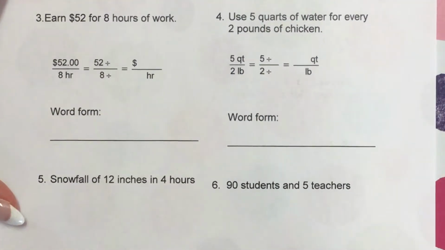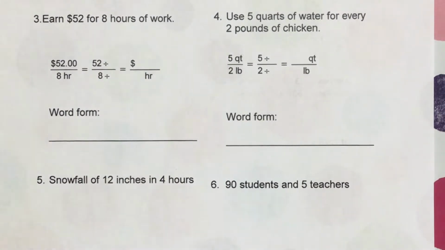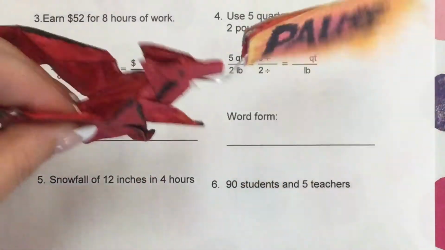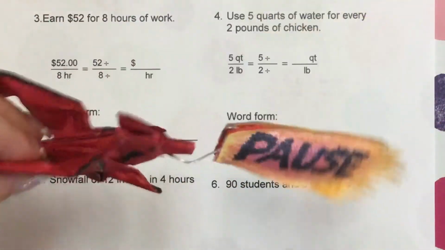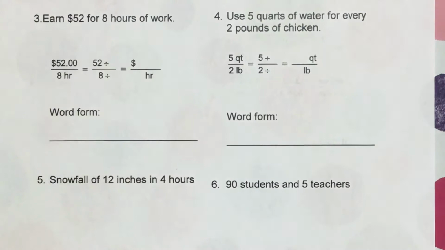How about you guys go ahead and try out 3 and 4. So where's my friend the pause dragon, reminding you to pause? Oh, here it is. Okay. Go ahead and pause your device, work out problems 3 and 4. When you get done, press play, and we'll see how you did. All right, see you in a bit. All right, we are back.